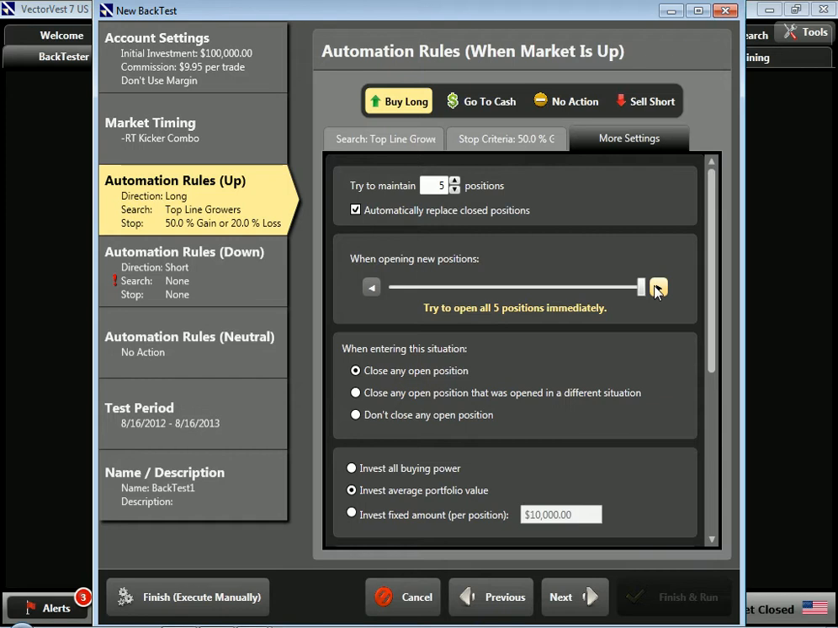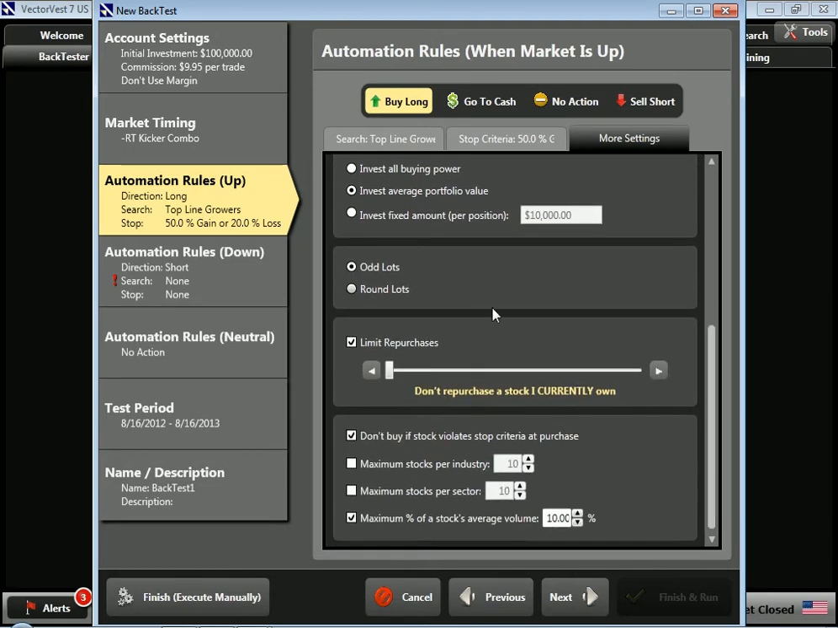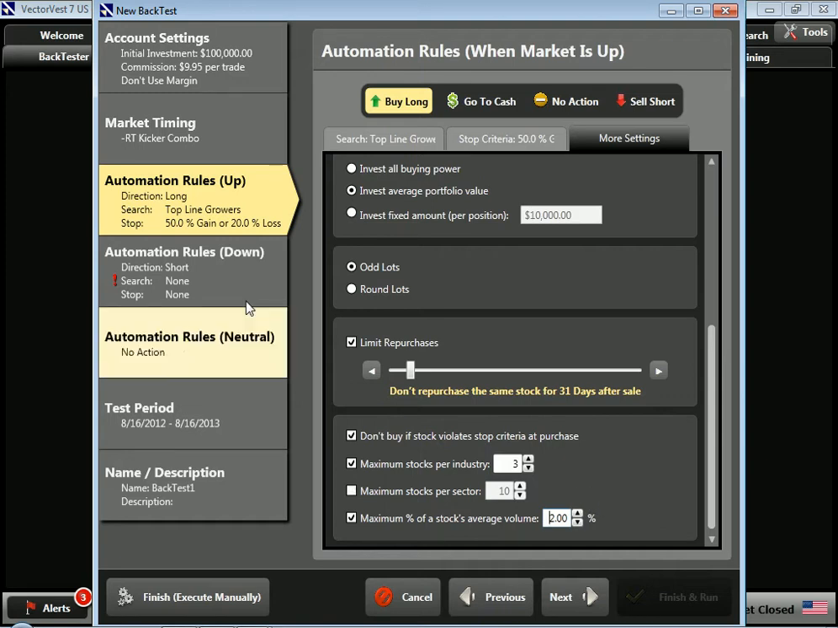We'll open all 5 at once. We don't want to close any open position every time we get a green light, so we're going to select don't close any open positions. If we scroll down further, we'll invest our average portfolio value in each position, buying odd lots. We're going to limit our repurchases to 31 days for the wash rule. And we're going to check the maximum stocks per industry and make that 3. And the maximum percent of a stock's average volume will be 2. Of course, you can change any of these settings and study their effect on your own software.